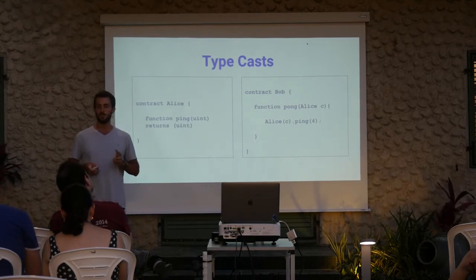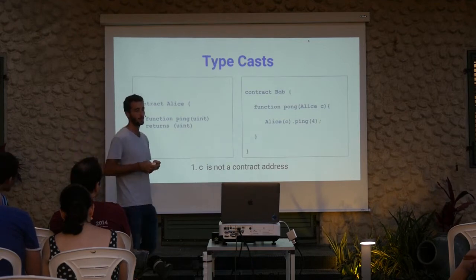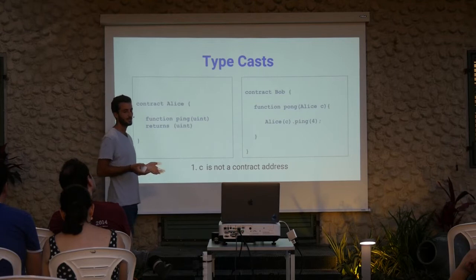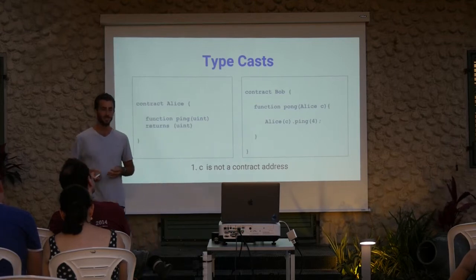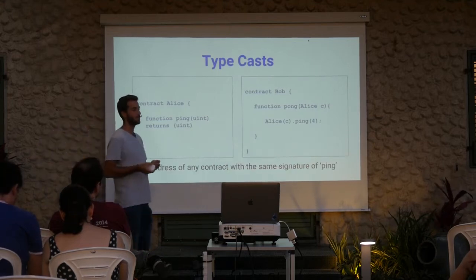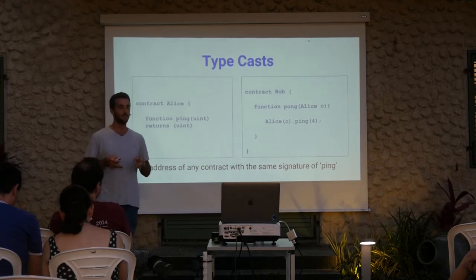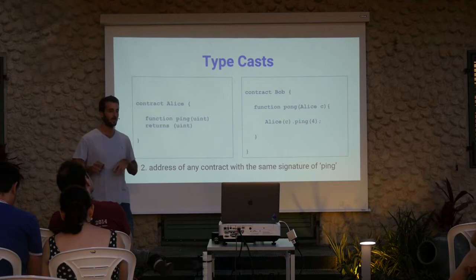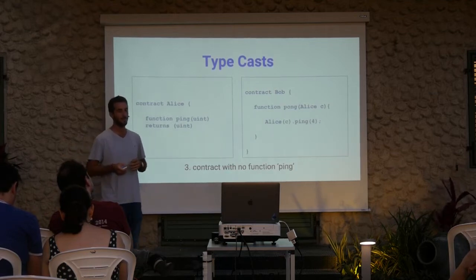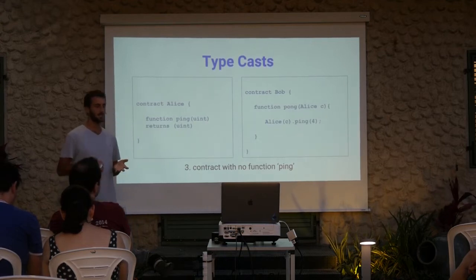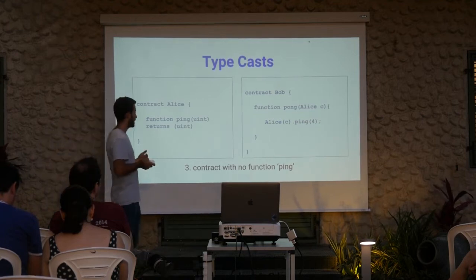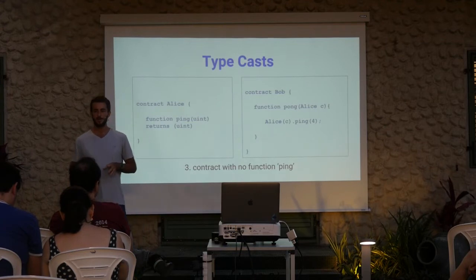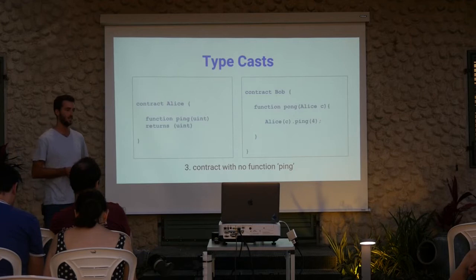So here we can have three different scenarios. The first one is that c, which we get from outside of the contract, let's say from a user, is an address, but not a contract address. It's a wallet address. The second scenario is that c is an address of a contract, and this contract actually has a ping function, but it can be with whatever implementation not related to the real Alice implementation. The third scenario is that c is a contract with no function ping. In all those three scenarios, we will have no error, and we cannot know which one we are in.